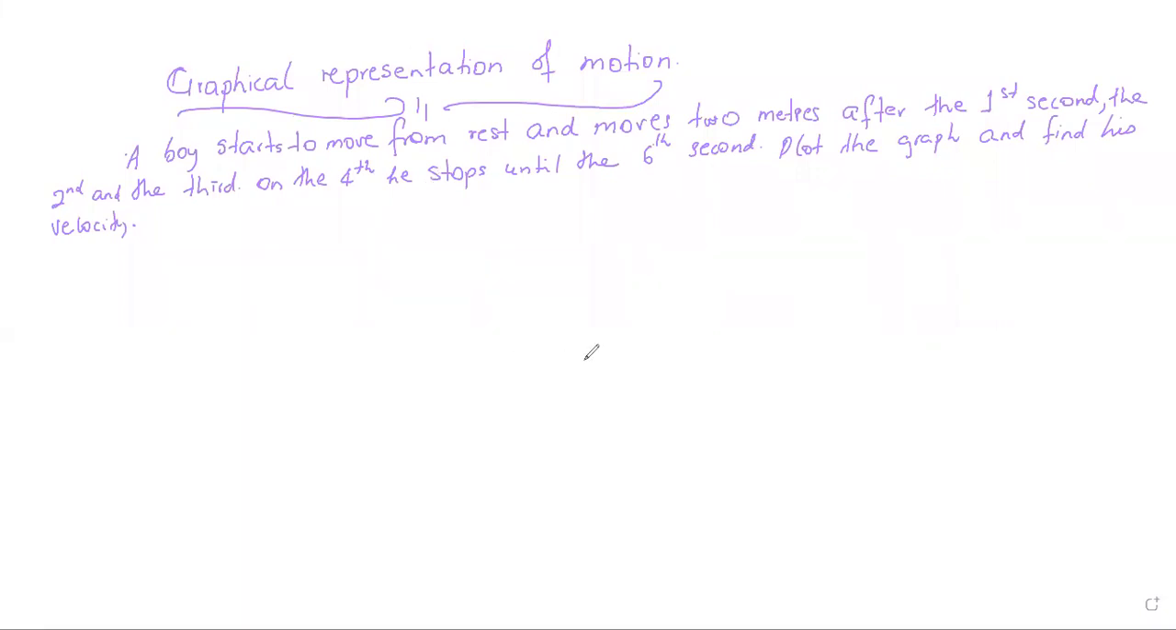Here we are going to have a look at the graphical representation of motion. A boy starts to move from rest and moves 2 meters after the first second, the second, and the third. On the 4th second, he stops until the 6th second. Plot the graph and find his velocity, if any.